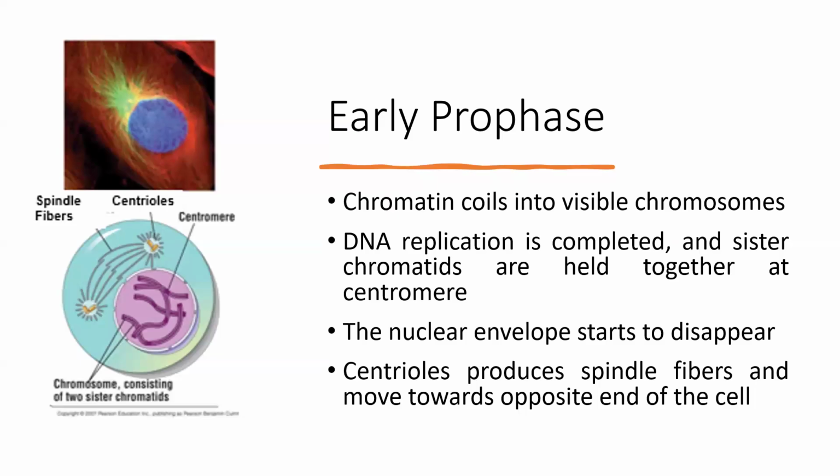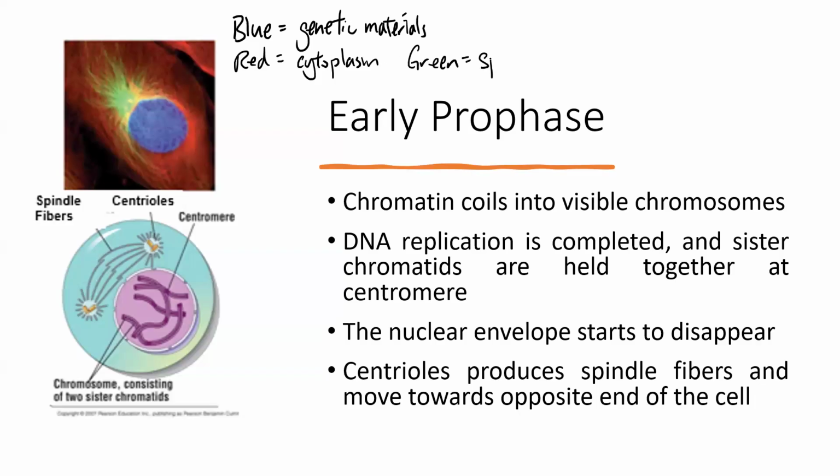Green is the spindle fibers. So I'll write down for you. Blue is genetic material. Red is basically the cytoplasm. It's where the cell is. And then green is the spindle fibers.